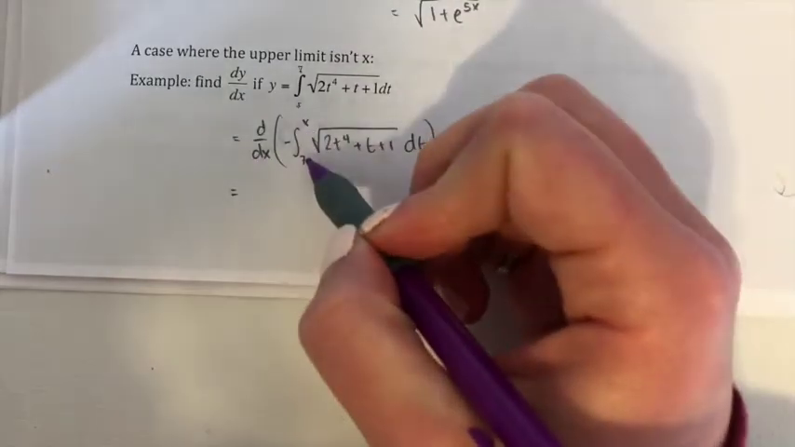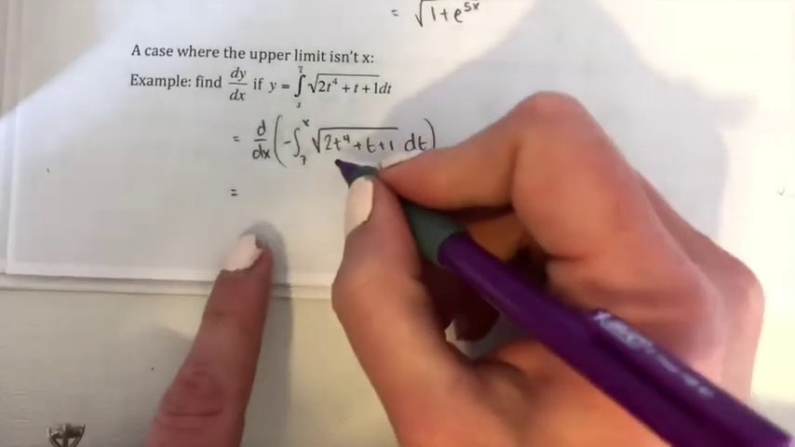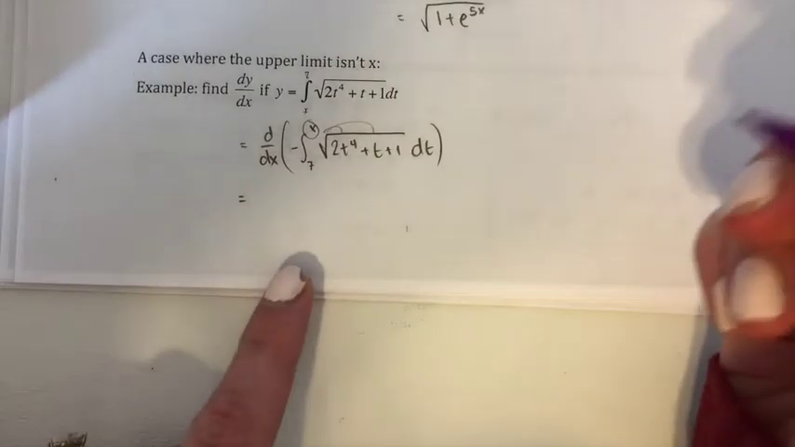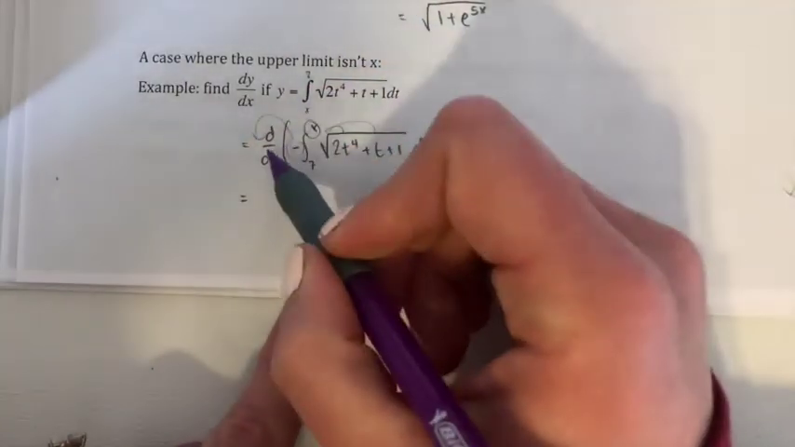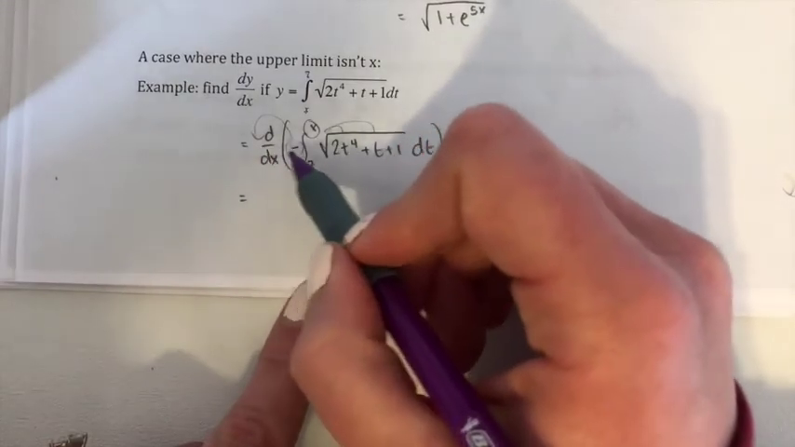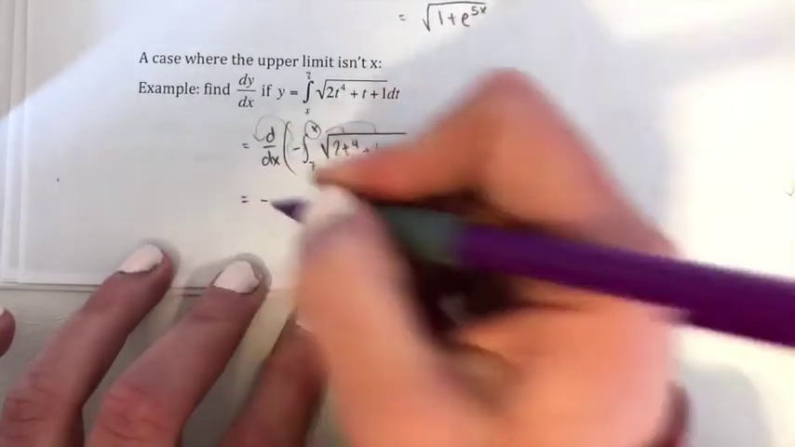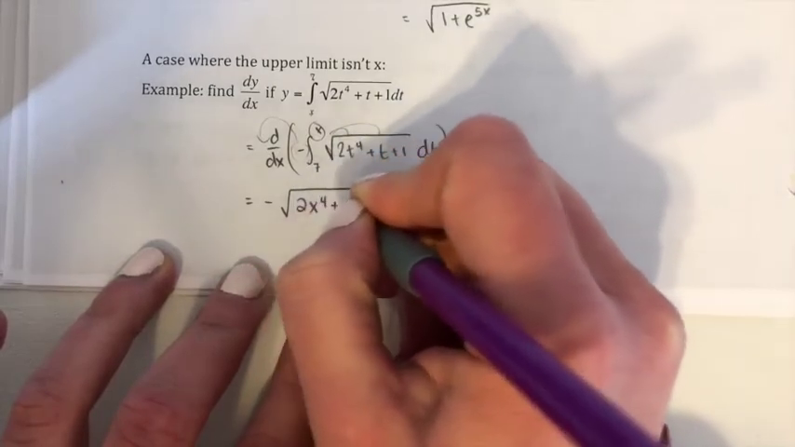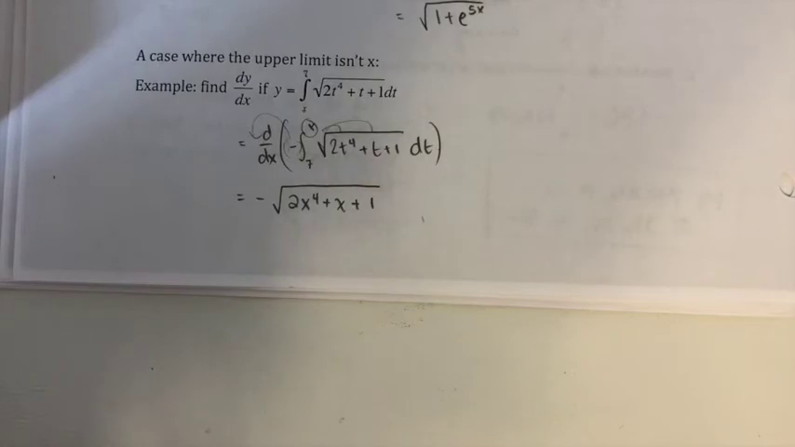If we're doing the derivative of an integral, remember that we're just going to plug in an x, that upper boundary, every time we see a t. Okay? And then this negative is just going to move out in front, because if we have a derivative of a negative, it's basically like 2 times 3 is the same as 3 times 2. Okay, so that negative is going to go out in front. We're going to have 2x to the 4 plus x plus 1. And there is our function.